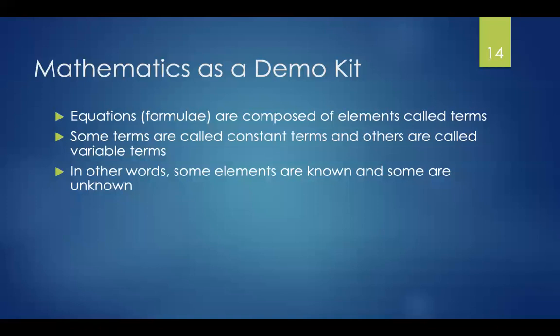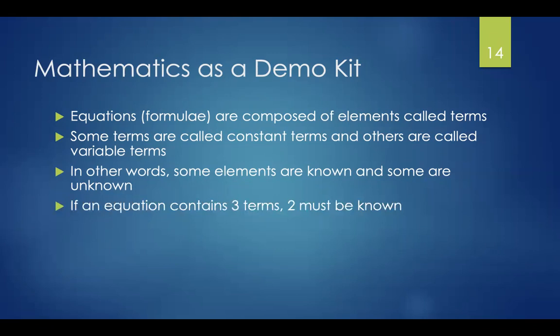Mm-hmm. Okay. So here you have a cycle of action. You have a start, change, stop. The equation is your start. Your understanding of the concept is what brings the change. And then based on the input, you produce an output, which is the stop. Does that make sense? Yes, sir. Okay. So one of the basic rules is if an equation contains 3 terms, 2 terms must be known. If an equation contains 4 terms, 3 terms must be known.